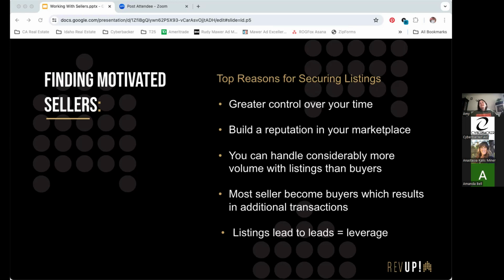Also, most sellers become buyers, which means that you have additional transactions. So most of your listing transactions should result in 2 transactions. It should be a listing and a buyer transaction, or a listing and a referral.